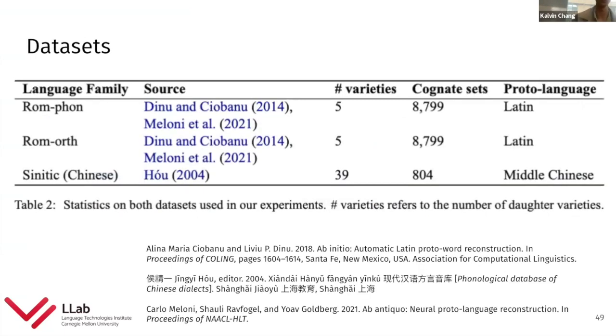Okay. So we evaluate our model on 3 datasets. So we have a Romance dataset from Maloney et al. 2021, which comes in 2 flavors. One is in IPA, and one is the orthographic forms. We also contribute a new dataset from Ho 2004, which contains 39 varieties across 800 cognate sets. So this is slightly different from WikiHan, which has 8 daughter varieties, but 5,000 cognate sets.